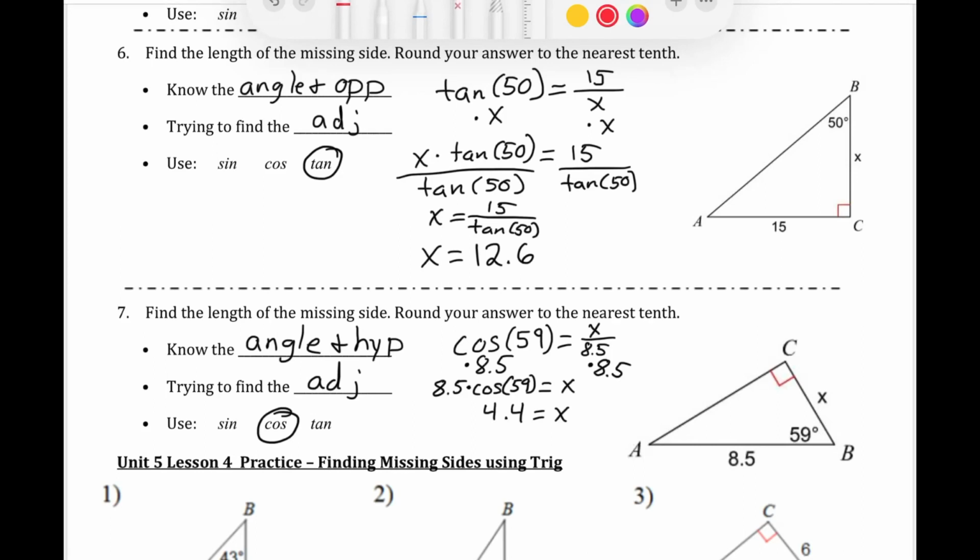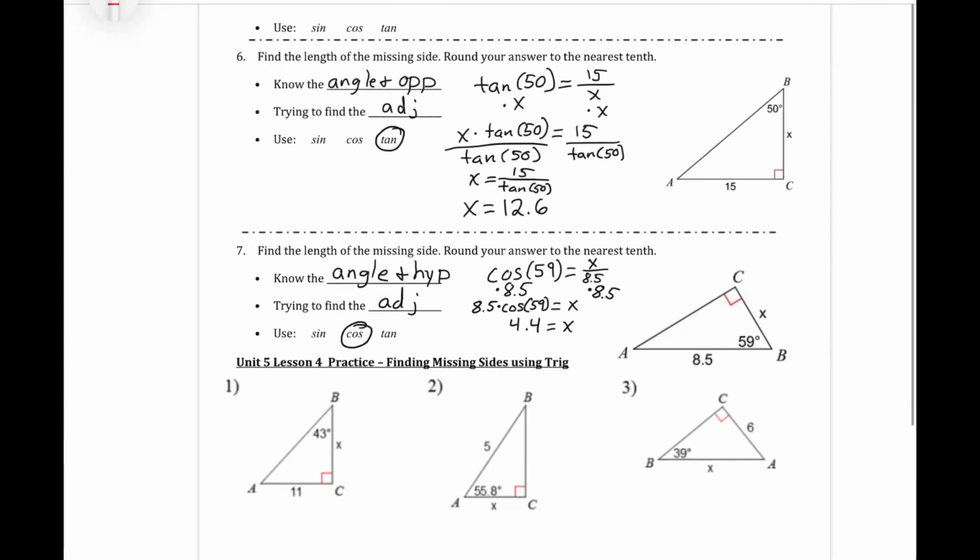So for the practice for lesson 4, you will attempt all of lesson 4 practice that is found in this packet. Again, as always, I'm only an email or Remind message away if you have any questions or concerns.